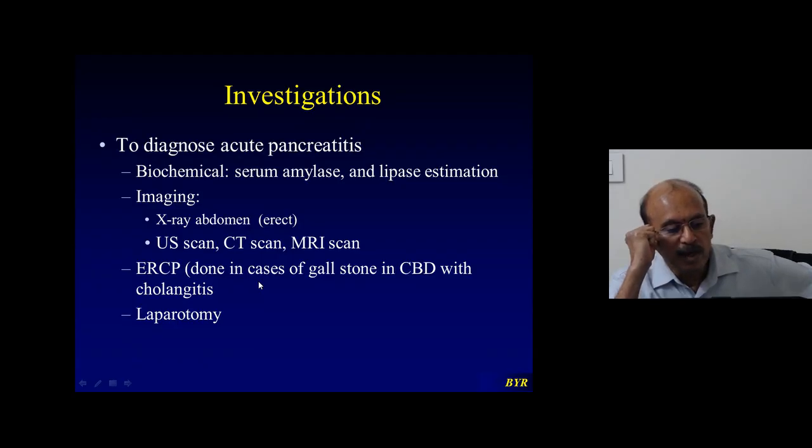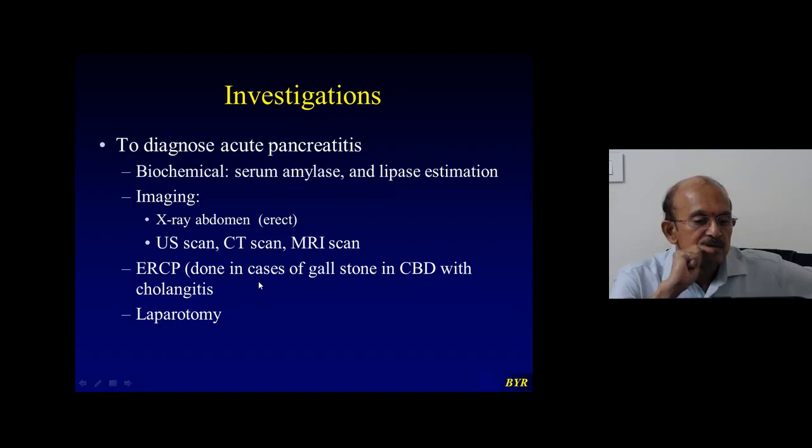Necrosis of the pancreas can be identified on CT scan. That's why you can't miss it on CT scan. Mild pancreatitis may be missed, but necrotic pancreas can't be missed. No cooperation. No, it's not like that.